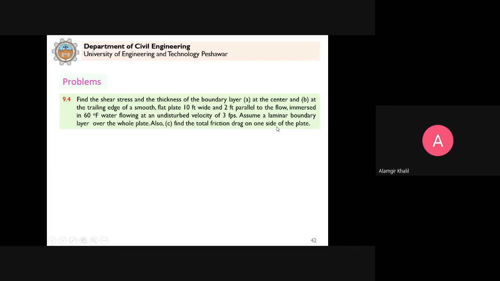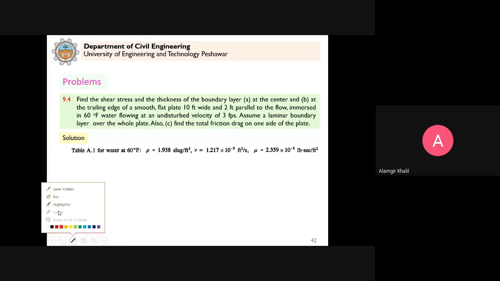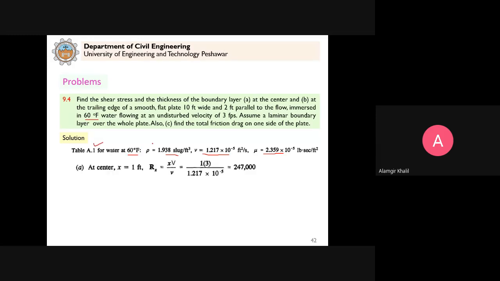Clear? So the solution includes that for this temperature of water, you will read the properties for 60° F from Table A1: the density, kinematic viscosity, and the dynamic viscosity values you can read from the appendix in the book. And at the center of the plate, because the plate is how much? 2 feet parallel to the flow. So the total length of the plate is 2 feet.